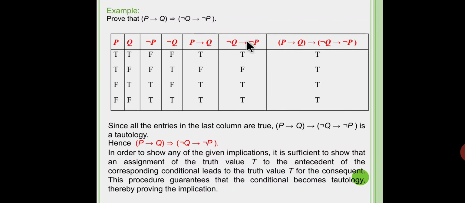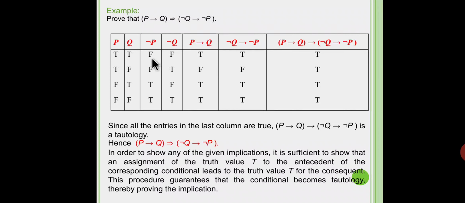So the RHS of the given statement is negation Q implies negation P. In this case, what is the condition? If negation Q is true and negation P is false, then this compound statement has the truth value false. In the remaining cases, it has truth value true. So in the second case it is false, and in the remaining cases it is true, true, true.